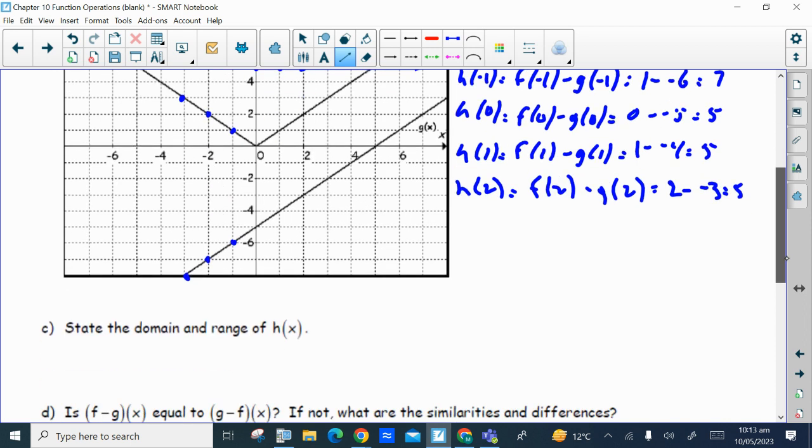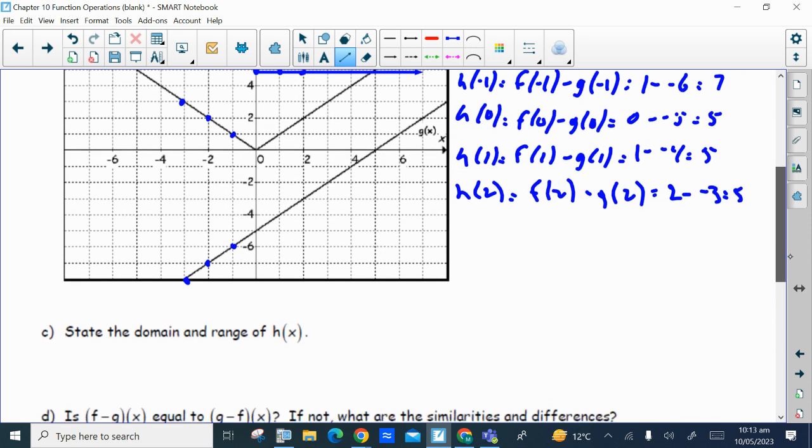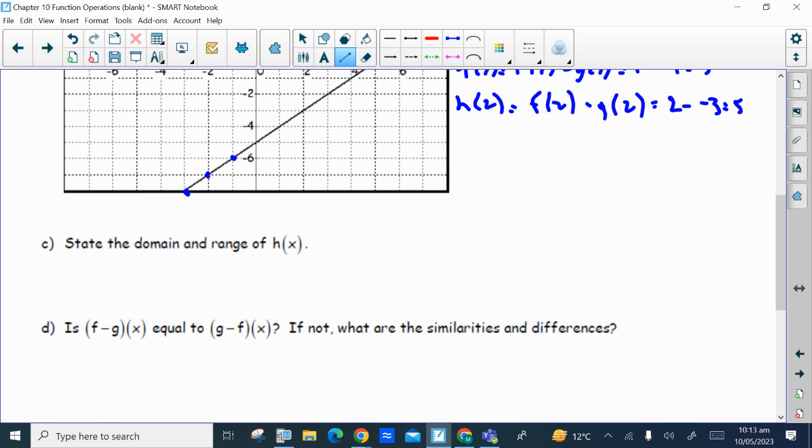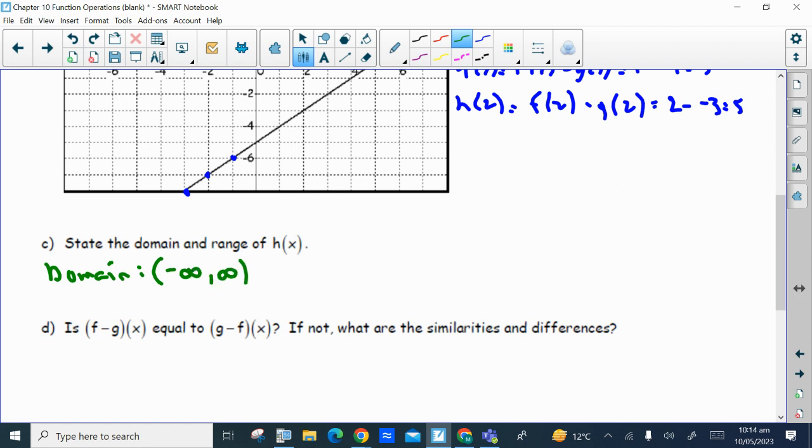And the next part asks us to state the domain and range. Well, there are no restrictions on x, so our domain will be all real numbers. We'll go from negative infinity to positive infinity.